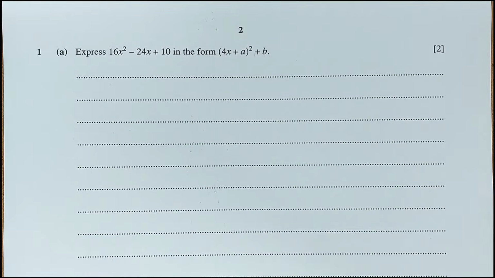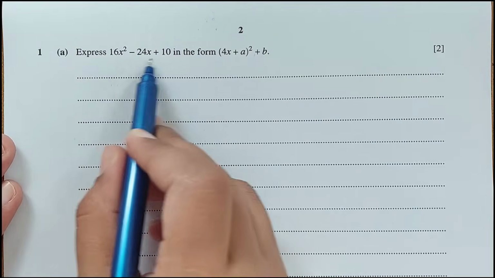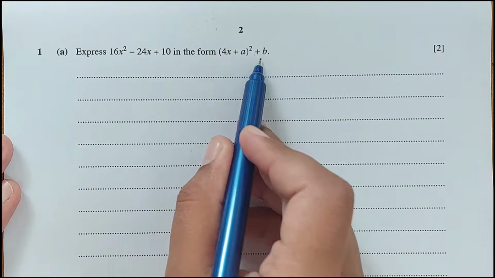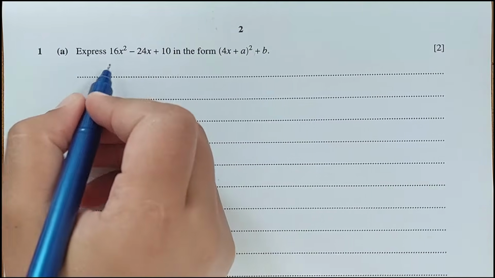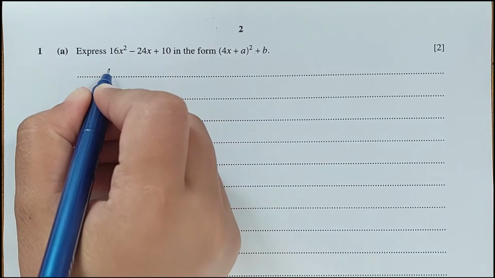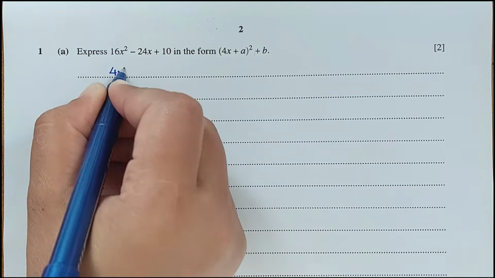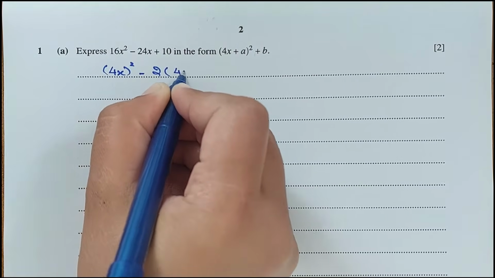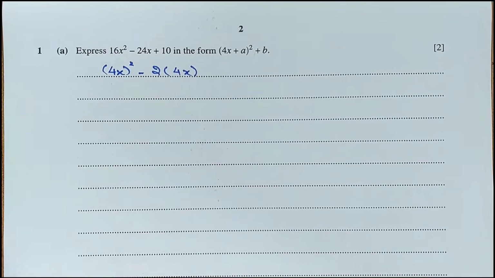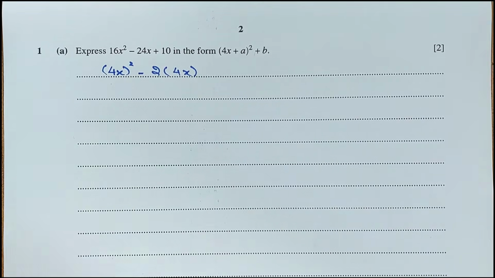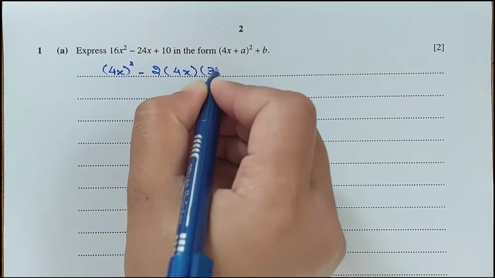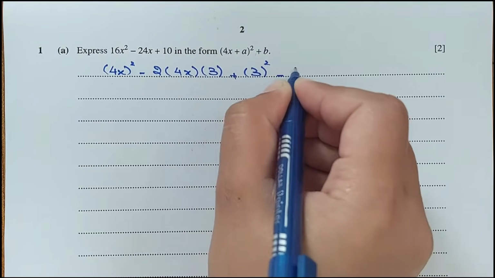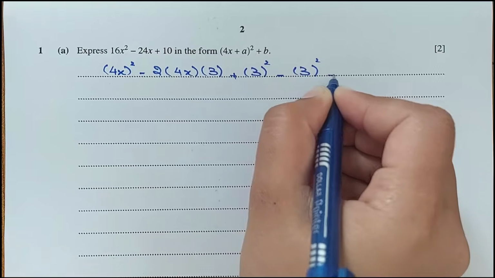Question number 1, Part A: express the quadratic in the form (4x + a)² + b. Okay, so 16x² we can rewrite as (4x)² minus 2 times 4x times 3, since 2 times 4 is 8 and 8 times 3 is 24. So adding 3² and subtracting 3², and plus 10.